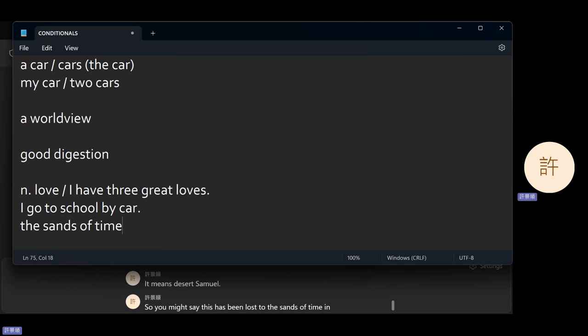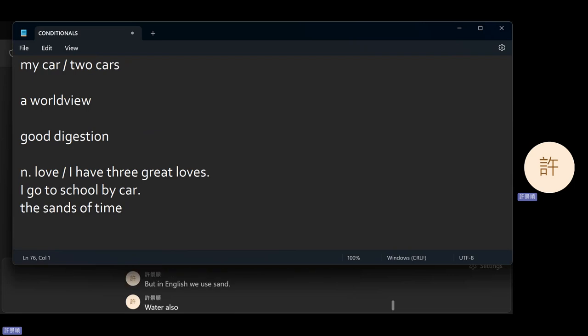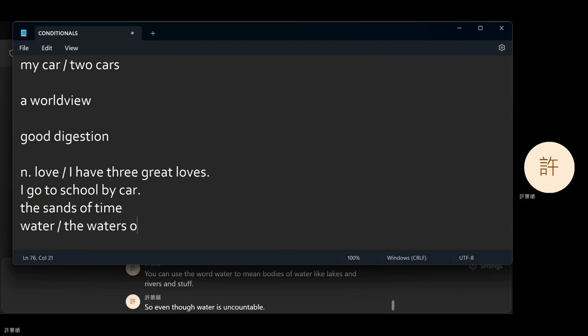In Chinese, we say 遗忘在历史的洪流之中. So in Chinese, we use water, but in English, we use sand. Water also. You can use the word water to mean bodies of water, like lakes and rivers. So even though water is uncountable, you can use it as a countable noun, for specific bodies of water.